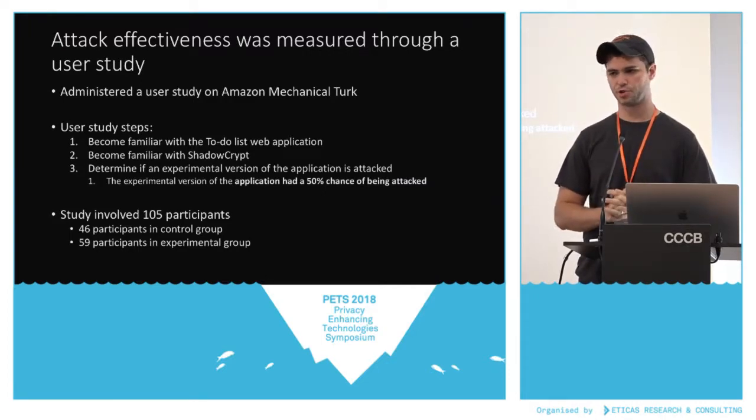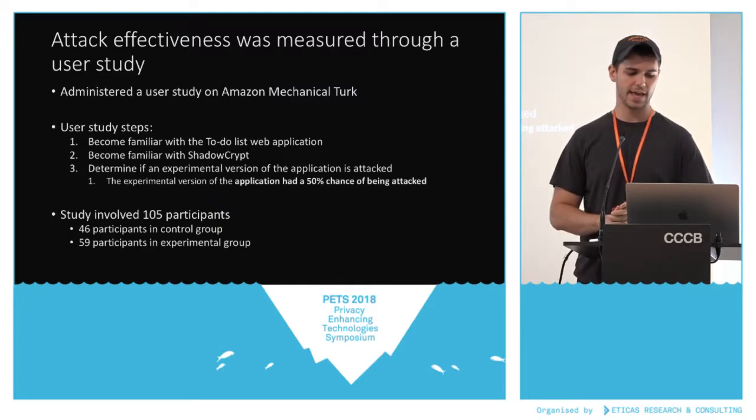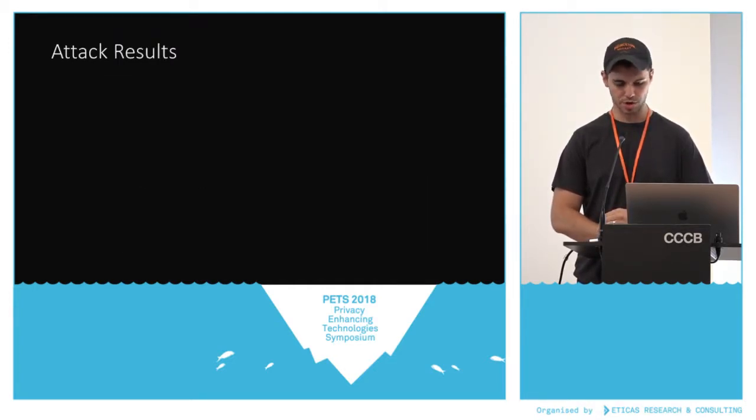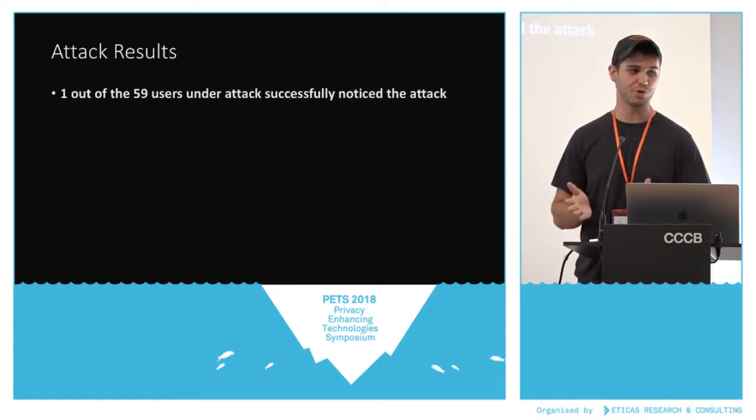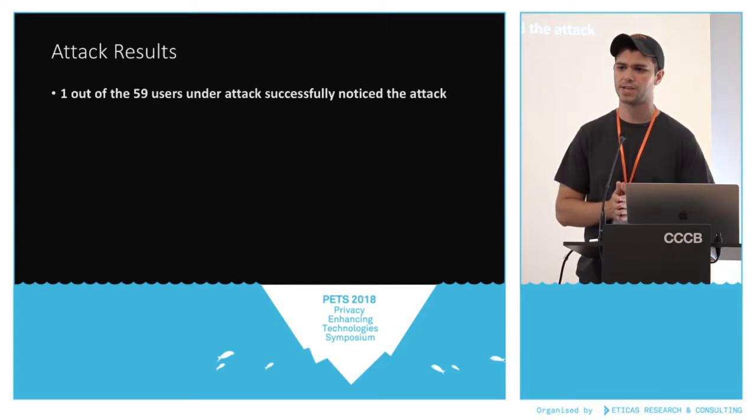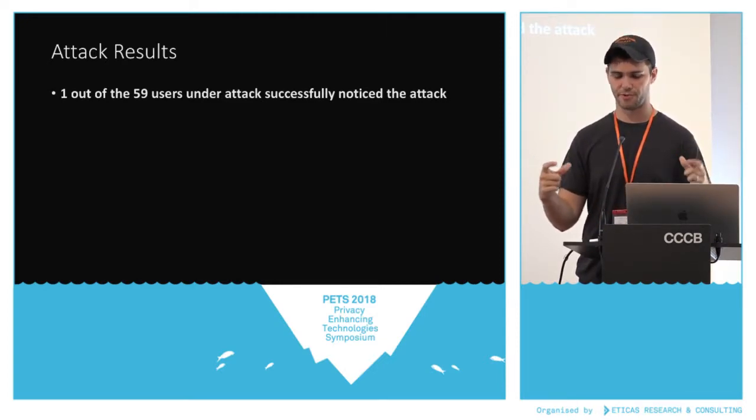46 participants were in the control group where the application wasn't attacked, and 59 participants were in the experimental group. So, our results: only 1 out of the 59 people noticed the attack. This was pretty good. I was expecting this because you would have to change the color and you'd have to recognize that color was different.